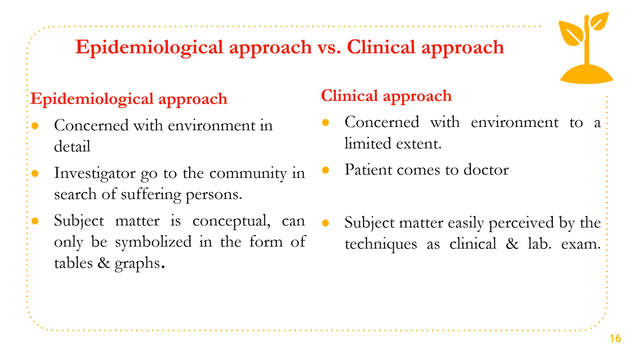In the epidemiological approach, the subject matter is conceptual and can only be symbolized in the form of tables and graphs. For example, with COVID in Penang, there are 35 patients. In the age group of 60 plus, this many patients, among them this many males, this many females. So you can give graphs and tables. But in the clinical approach, the subject matter is easily pursued by techniques such as clinical lab examination. Like you can check this is the hemoglobin count, this is the body temperature, this is the respiratory rate. So these are the clinical signs, but in epidemiology you can only give tables and graphs of who is affected, which area is affected, the geographical location, like that.